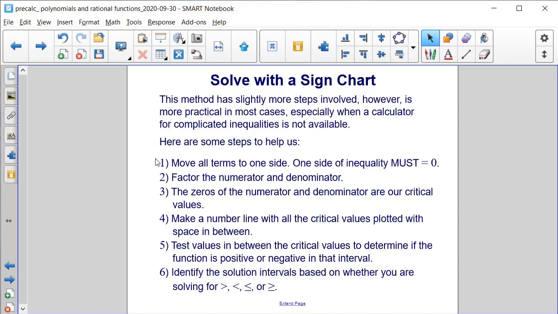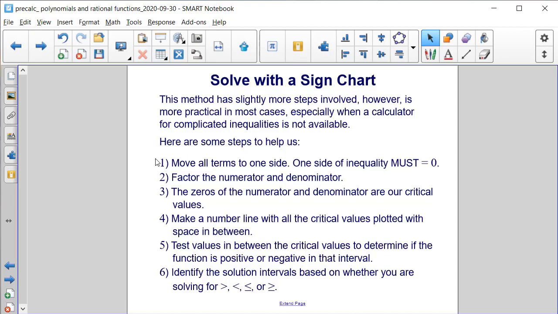Next, you're going to factor both the numerator and the denominator. Then the zeros of the numerator and denominator are critical values. Why? If the numerator is set equal to 0, that's when the function is going to be equal to 0, or it'll give you your x-intercepts. And if any of the denominator values are equal to 0, those are going to give you your asymptotes or holes or discontinuities that exist in your rational function.